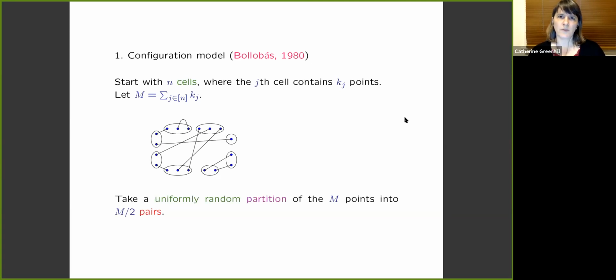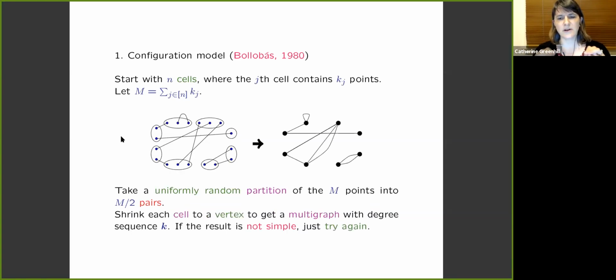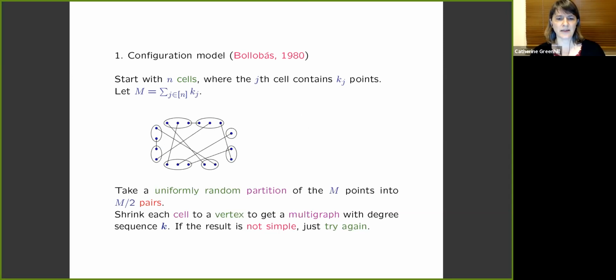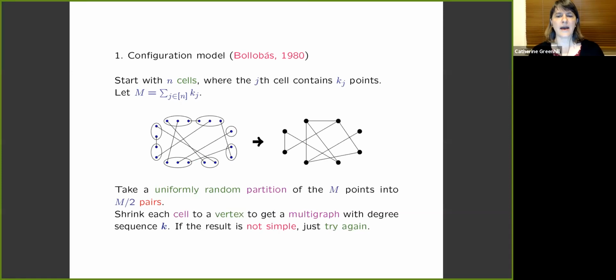We choose a uniformly random partition of the m points into pairs, and that's easy to do in order m time. This is called a uniformly random configuration or a pairing. Then you just shrink the cells down to vertices, and what you will get is a multigraph with the correct degree sequence. So we see that this one has a loop and this one has some repeated edges, and I don't want that. So I'm going to just reject this because the output graph is not simple and try again. You choose another uniformly random configuration and take the corresponding graph, and you keep doing that until you find a simple graph. Okay.